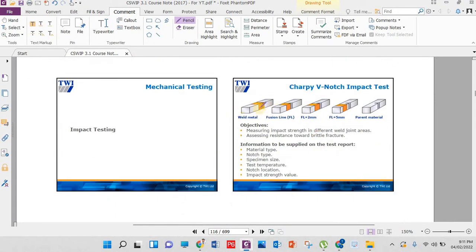For the impact test, we need to make the specimen with different shapes. Like this, we have the parent material, and we make a V notch. Here we have the V notch. Then we strike it with a hydraulic controlled hammer. Then we will see the magnitude, and this is the impact test.